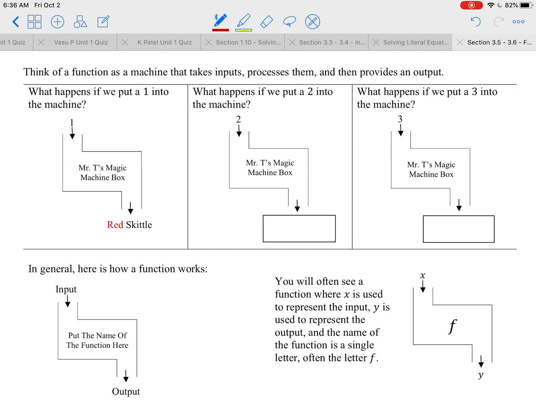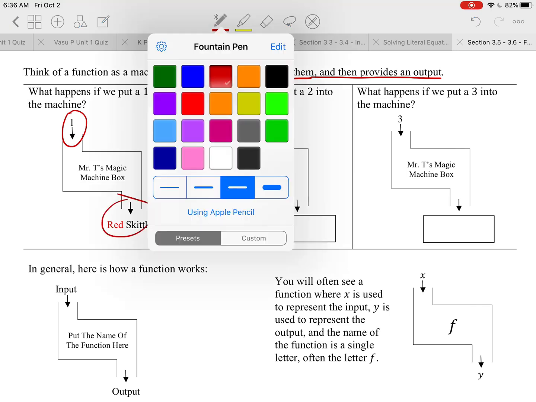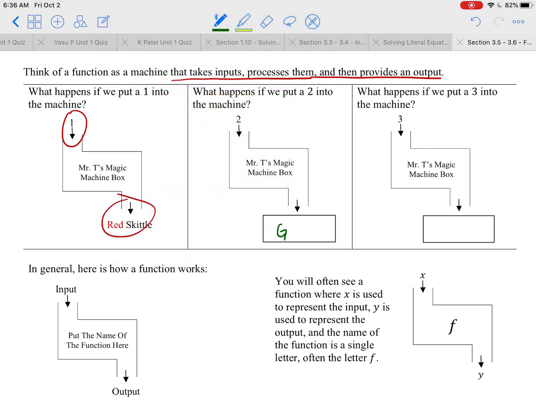So I know these notes are super long, but they don't take that much time to get through. Okay, so I want you to think of a function as a machine that takes inputs, processes them, does something with them, and then creates an output. Like yesterday, when we put a 1 into the machine, we got a red skittle out. When we put a 2 into the machine, we got a green skittle out, right? So that was the output.